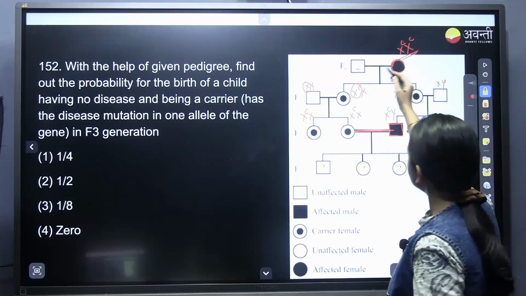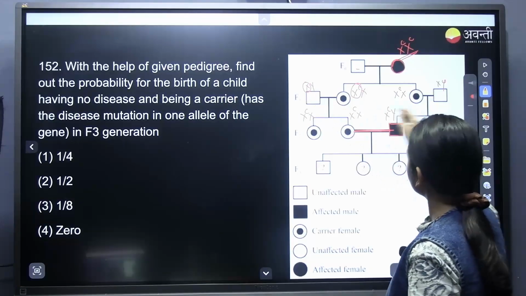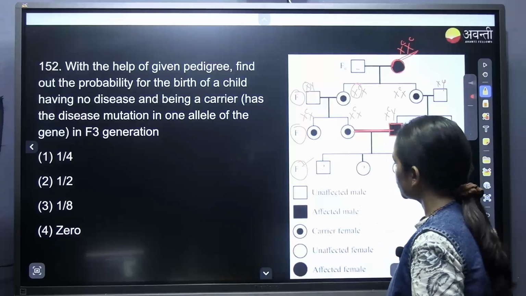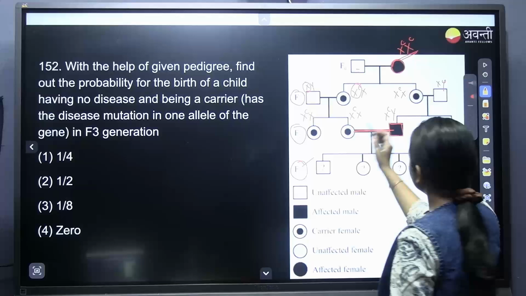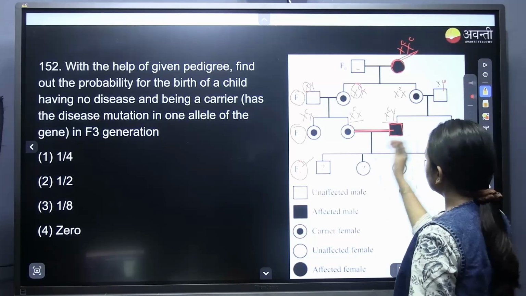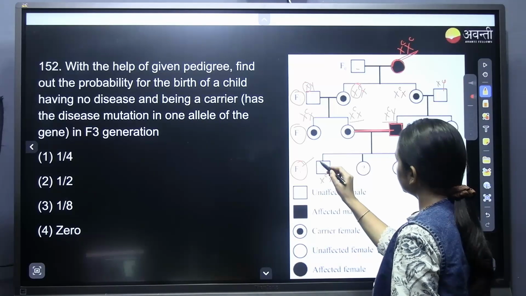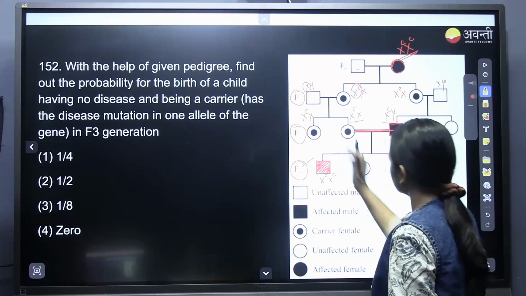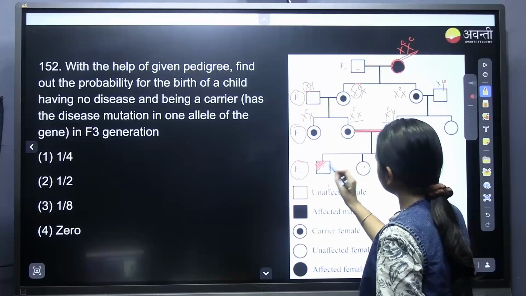Now this is F1, this is F2, this is F3. In generation 3, what are the genotypes? Tell me. This is the genotype of father and mother. Now tell me the genotype. One will be definitely affected. This is affected. Oh, it's a male. Okay.